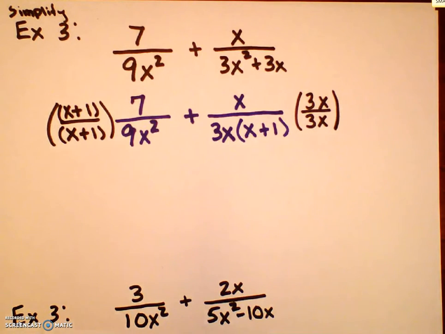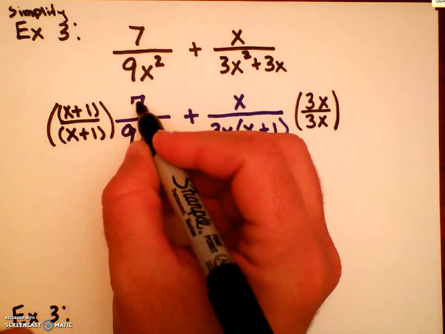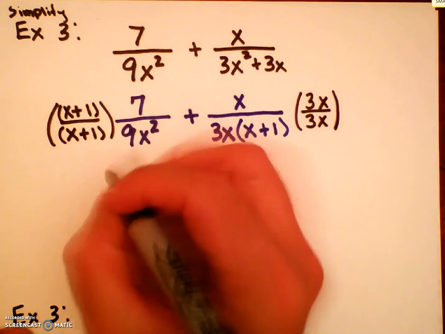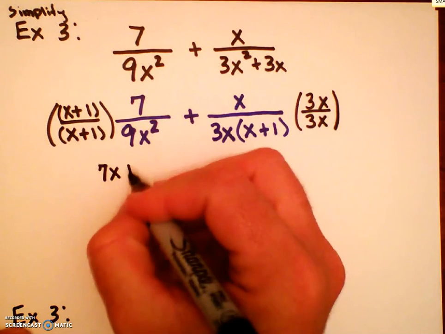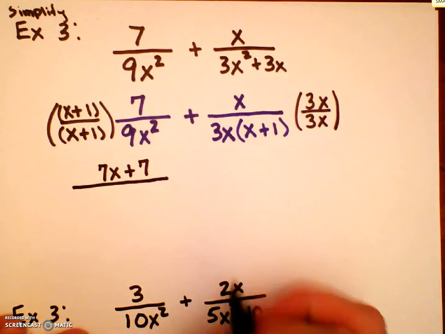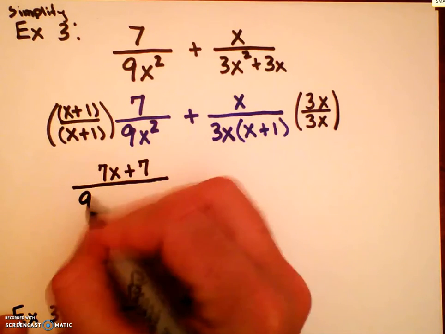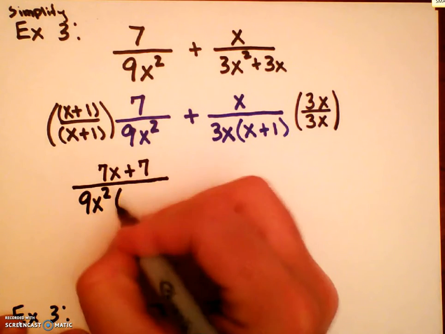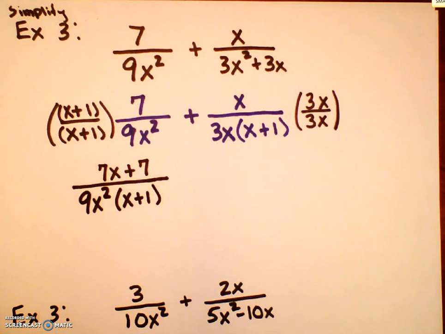So what I can do now is simplify the tops. So I'm going to distribute the 7 to the x to get 7x. 7 times 1 is 7. And I'm going to leave my denominator in factored form. You do not want to simplify that. 9x squared will come out front. And then the x plus 1 that we're multiplying to it is going to stay as it is.